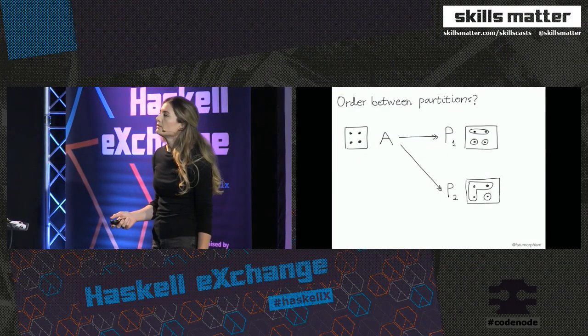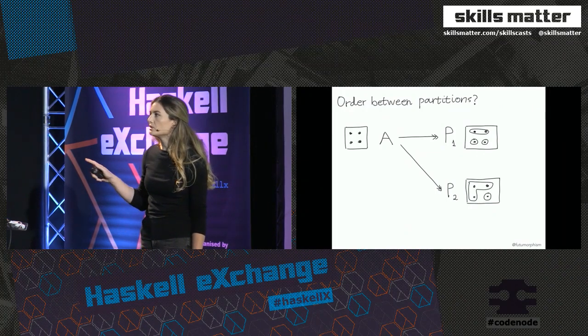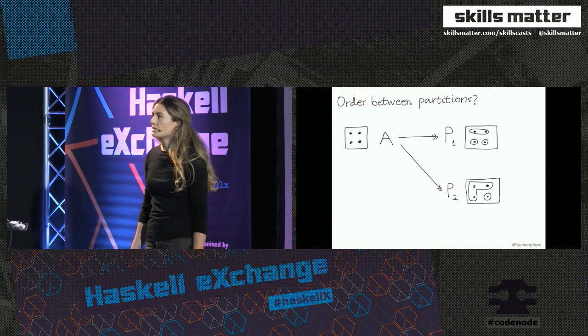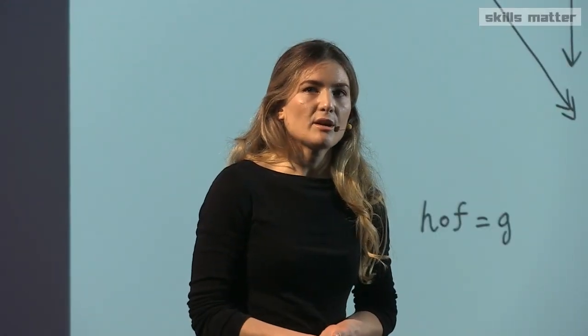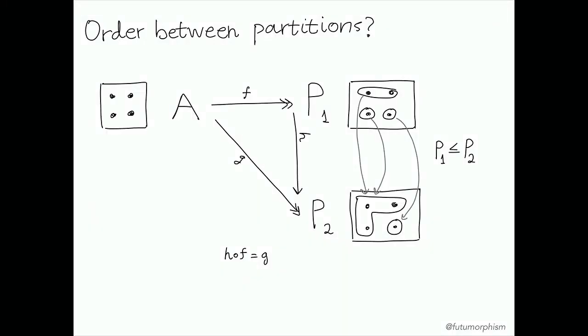Now, if we have a set A, and we have 2 different partitions, so we have 2 different surjective functions, is there a way to define an order between them? And we can say that P1 is less than or equal to P2 if there exists a function h that makes this diagram commute. So in this example, every blob of P1 gets assigned to some other blob in P2.